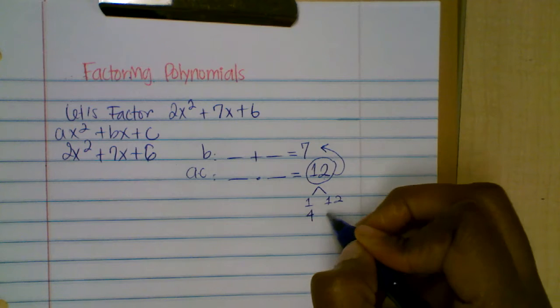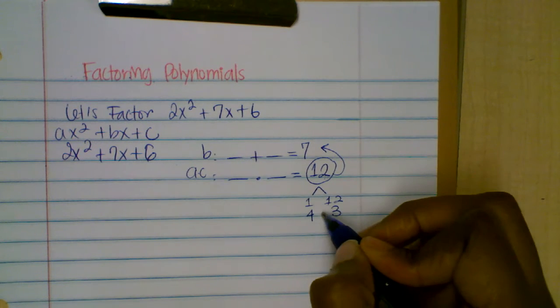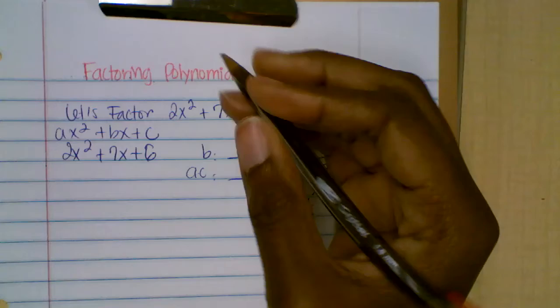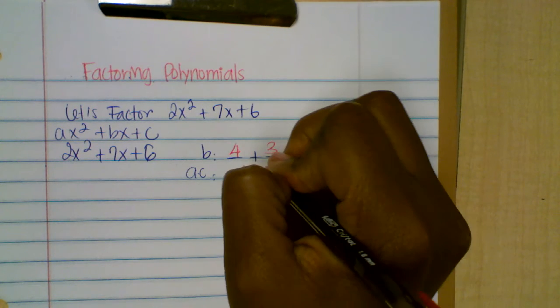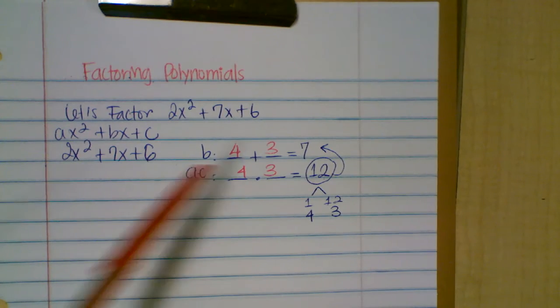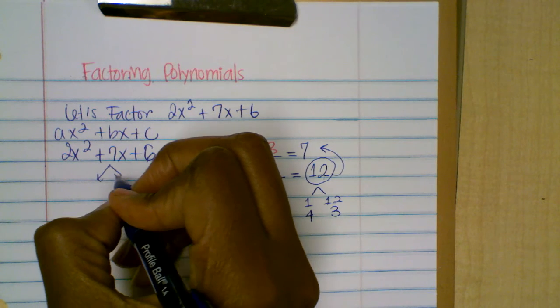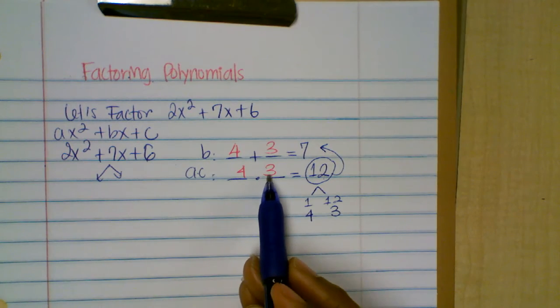It should be 4 and 3. Let's try 4 and 3. So 4 times 3 is 12, and when you add them up, we end up having 7. So I'm going to use 4 and 3. What are you going to do with the two newfound numbers? You're going to replace the 7x with 4x and 3x.